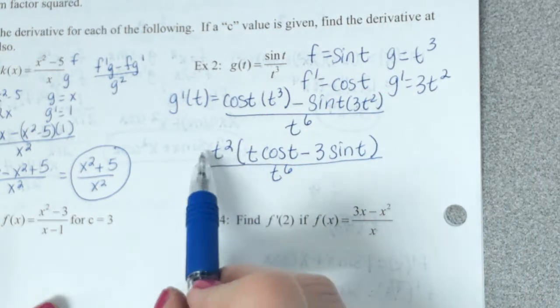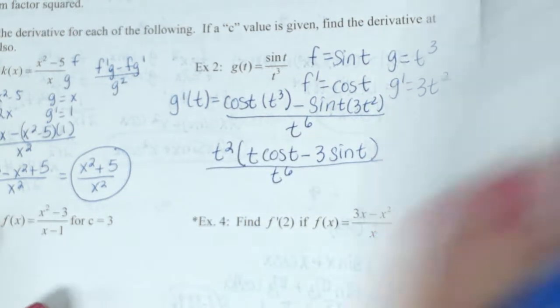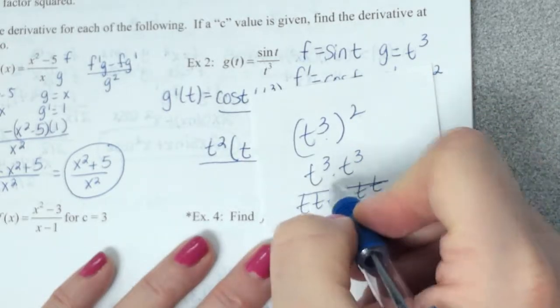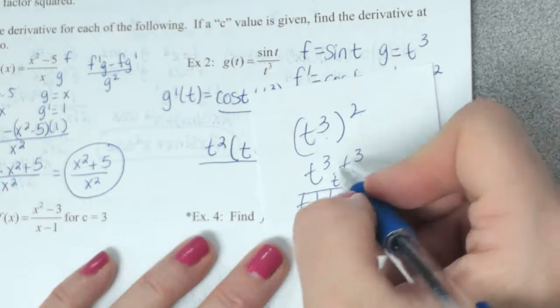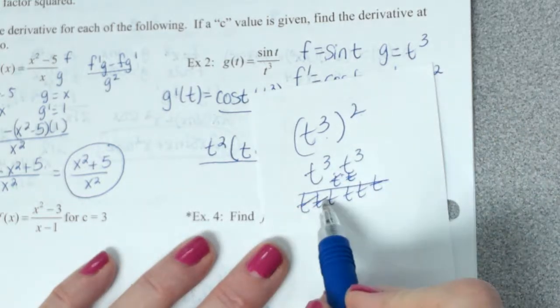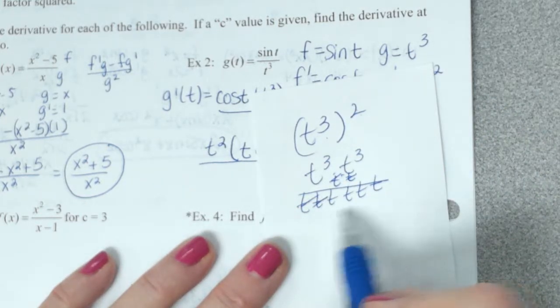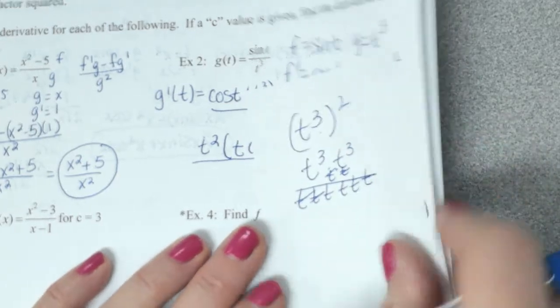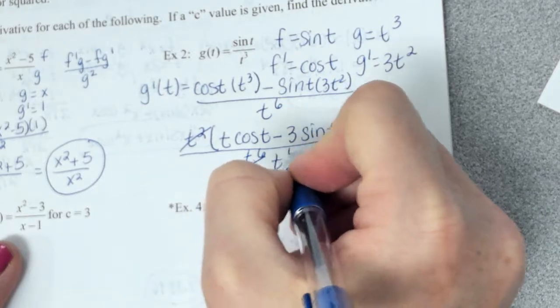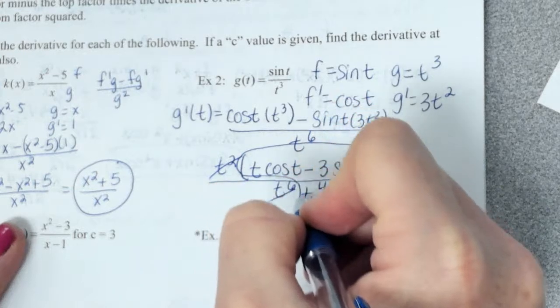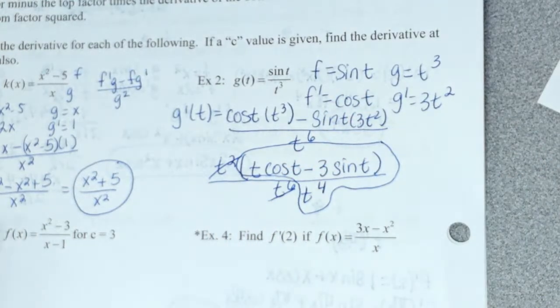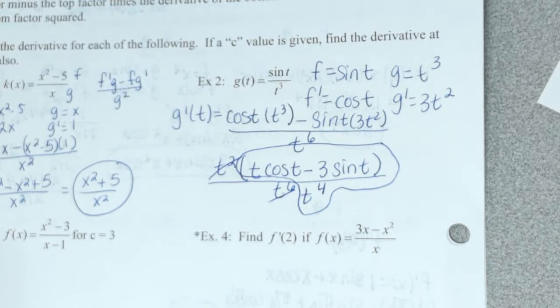Now think about this. This is t times t. So on the top, I've got t times t, and on the bottom, I've got that t to the 6th. So what's that going to end up giving me? T to the what? T to the 4th on the bottom. So when I cancel these out, we've got t to the 4th on the bottom. And so this right here is going to be our final answer. Okay? Questions?